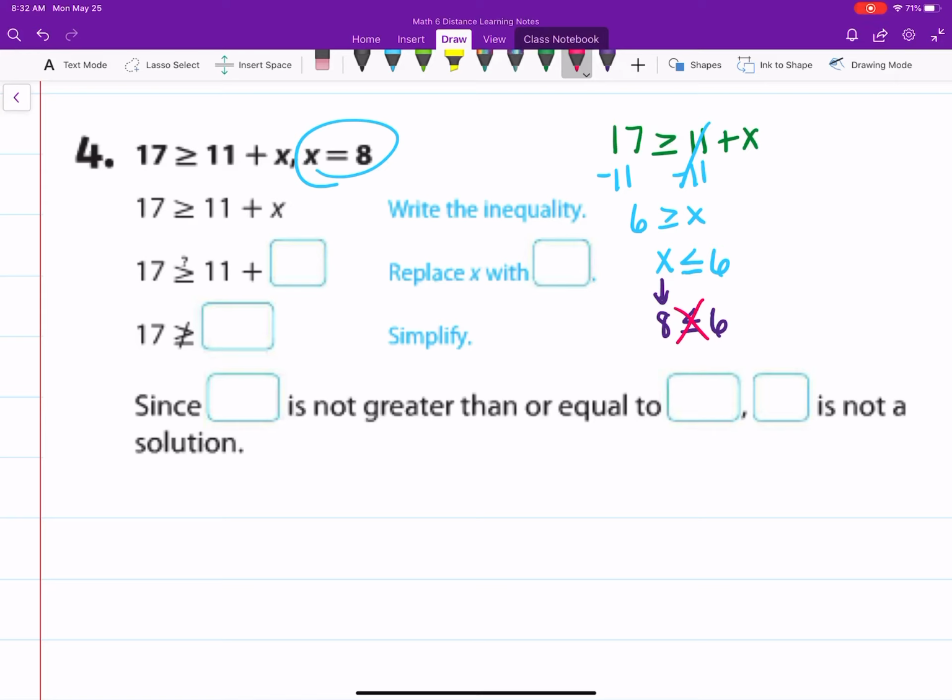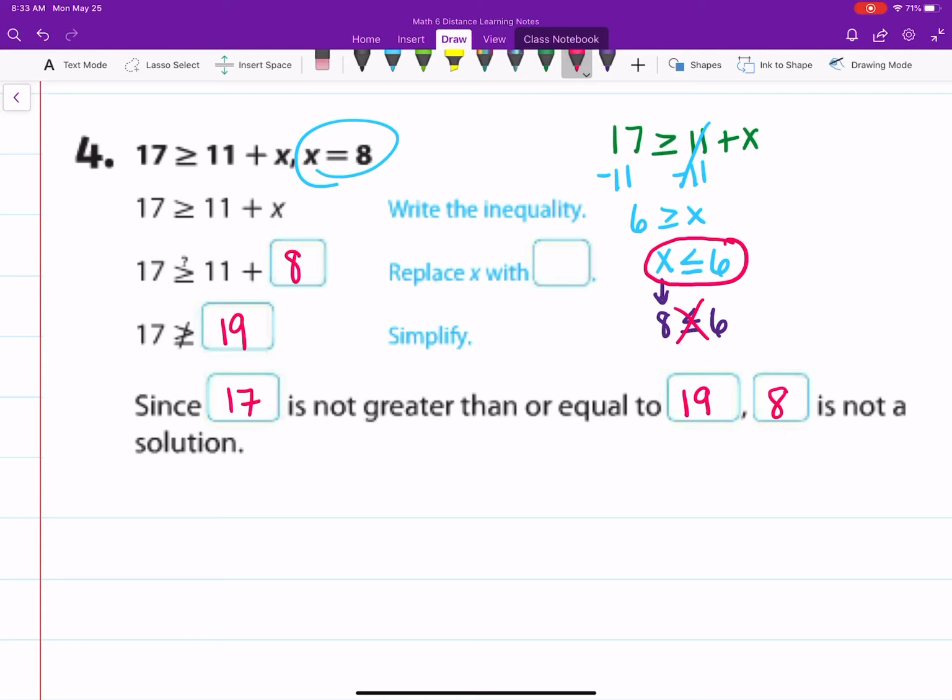And the other way to do that is to actually substitute it in. So over here on the left, if I substitute in 8 for x, and I add 11 plus 8, I get 19, this is saying 17 is greater than or equal to 19. That's not true. So since 17 is not greater than or equal to 19, 8 is not a solution of this inequality. But I would be able to tell you what a solution would be because I solved it over here on the right. I know that any number less than or equal to 6 would be a solution.